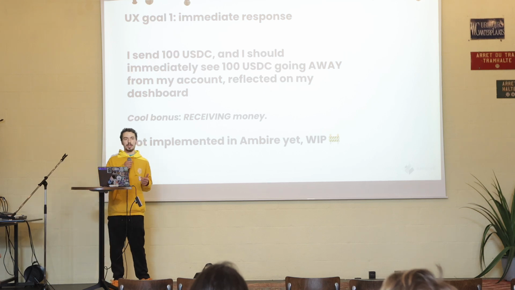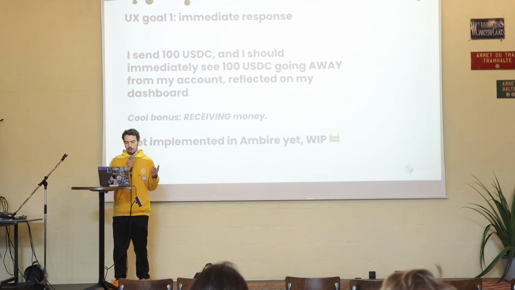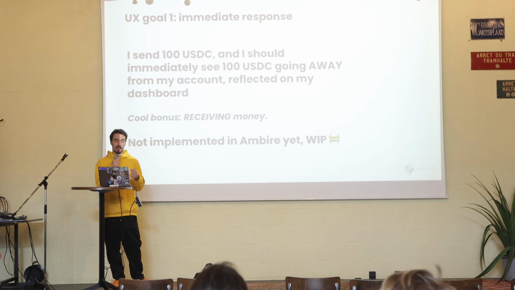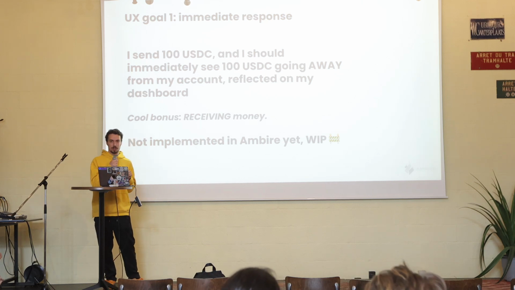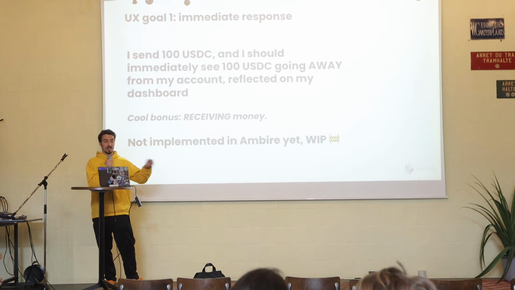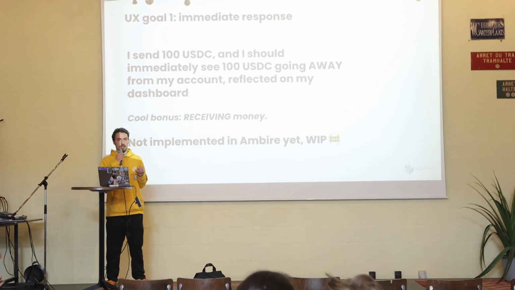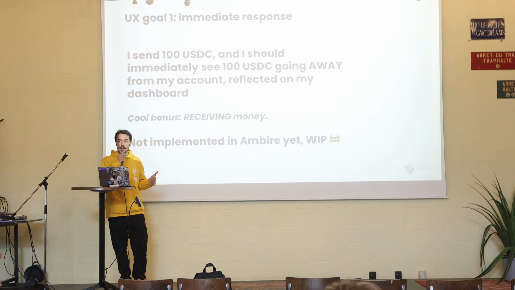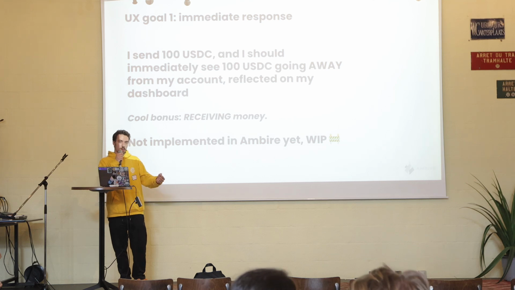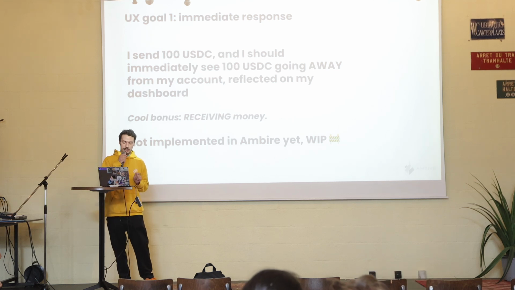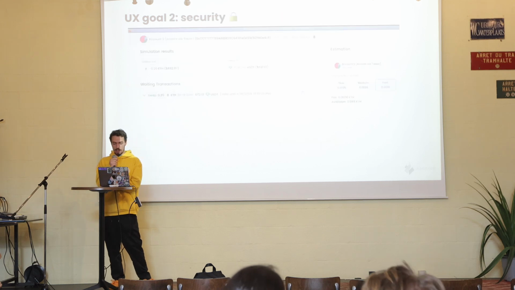So the first goal is immediate response when I do something, right? So if I send someone 100 USDC, I should immediately see my balance going down by 100 USDC. That's a total no-brainer. But the bonus here of this UX goal would be to also see when you're about to receive money. So like for example, let's say that Ethereum wasn't so cheap and fast at the moment. Let's say that confirming an Ethereum transaction took like 1 minute or even more. Or you're using some made-up chain which takes like, I don't know, 5 to 10 minutes. At this point, when someone sends me funds, I ought to be able to see in my dashboard that I'm about to receive those funds, because that's technically possible, and I'm gonna cover that again in a minute.